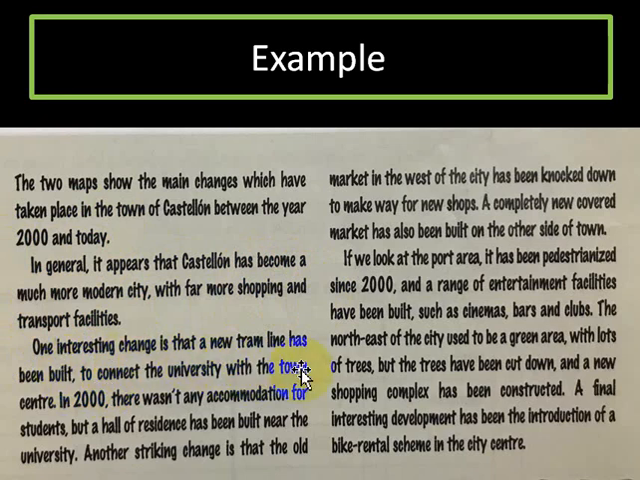One interesting change is that a new tram line has been built to connect the university with the town center. In 2000, there wasn't any accommodation for students, but a hall of residence has been built near the university. Another striking change is that the old market in the west of the city has been knocked down to make way for new shops. A completely new covered market has been built on the other side of the town. If we look at the port area, it has been pedestrianized since 2000, and a range of entertainment facilities have been built, such as cinemas, bars, and clubs.